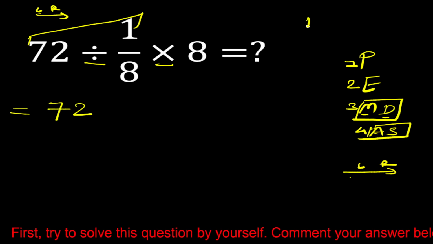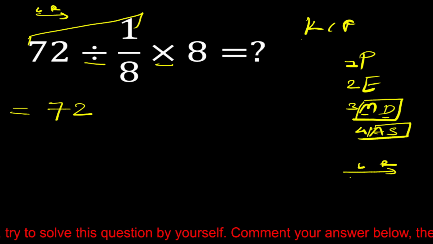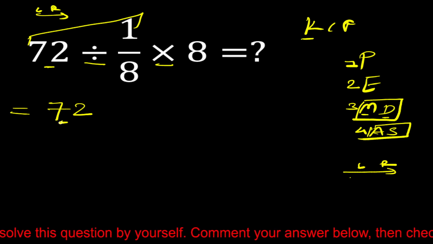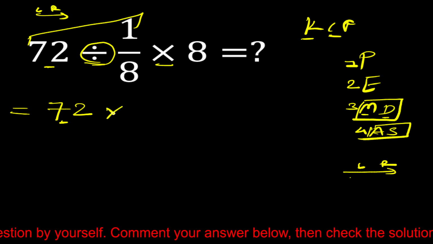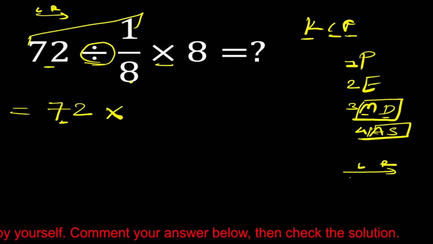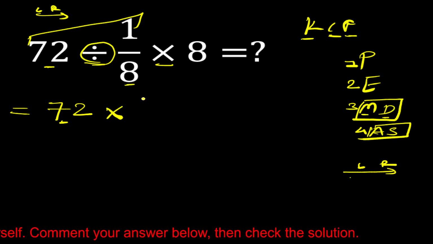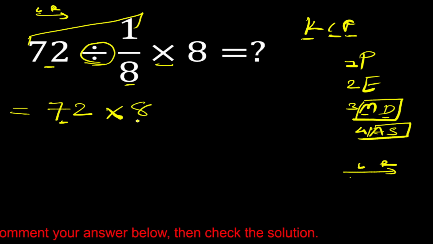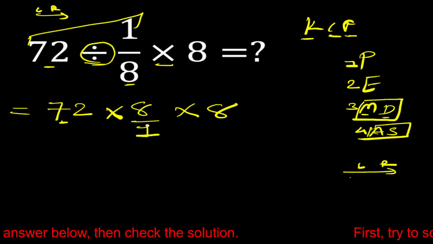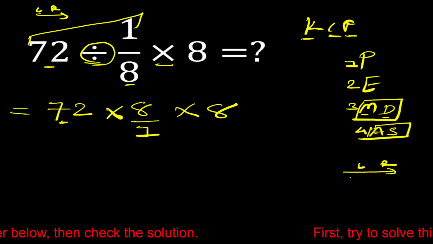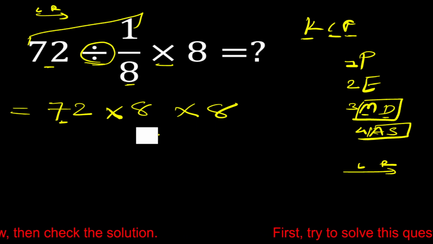Now, according to KCF rule, K means keep this 72 as it is same. C means change this sign from division to multiplication. F means flip this last fraction. 1 by 8 is equal to 8 upon 1 multiply 8. Now 8 upon 1 is equal to 8. So we can remove this one. Okay.